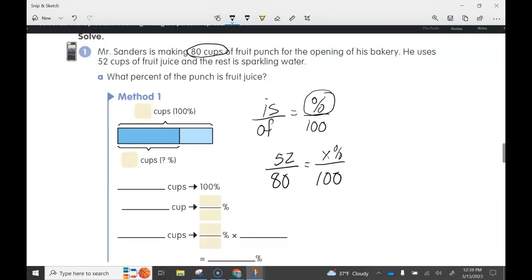We have 52 times 100. That's going to give us 5,200. We cross multiply, and then what we do is we divide 5,200 divided by 80, and we'll be able to see that that equals 65%. So we can write in 65% right here for method 1.